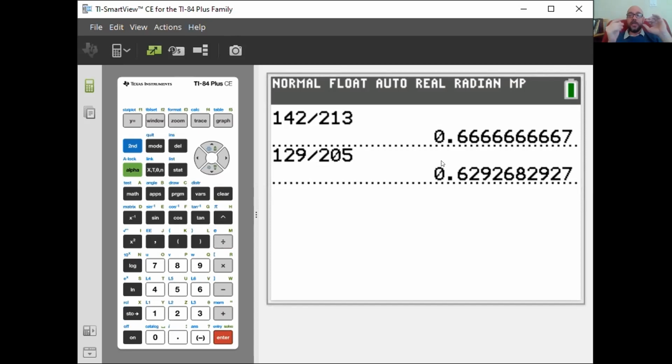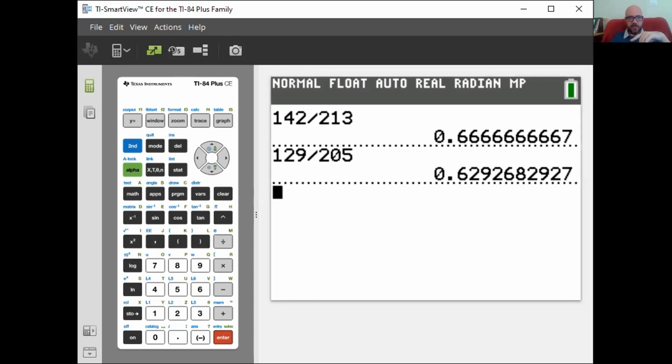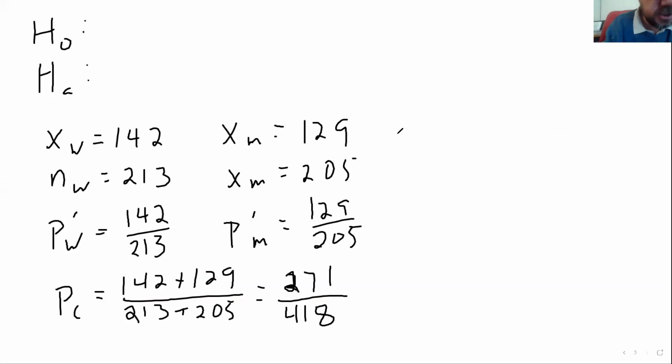The question is, are these different enough to make me think that the overall population pass rates of men and women are different, rather than just the samples? Like, is the overall pass rate for women in statistics different than the pass rate for men? So let's go back and write some hypotheses. The null hypothesis is that P sub women and P sub men are the same, and the alternative is that they're not. P sub women is not equal to P sub men.